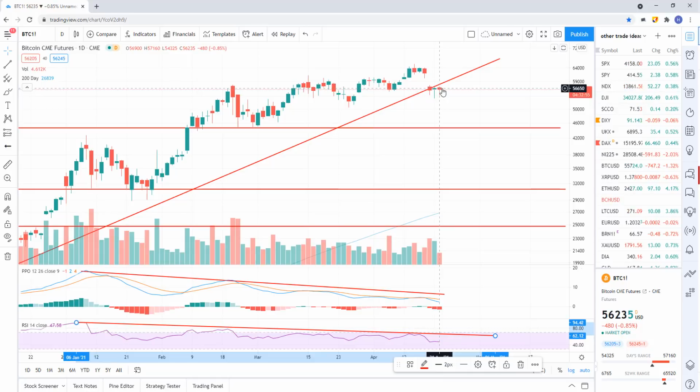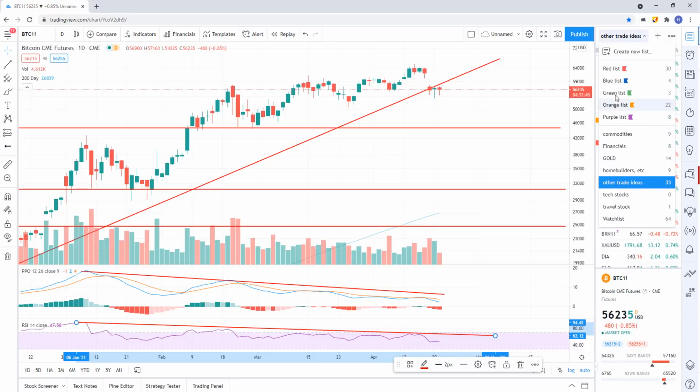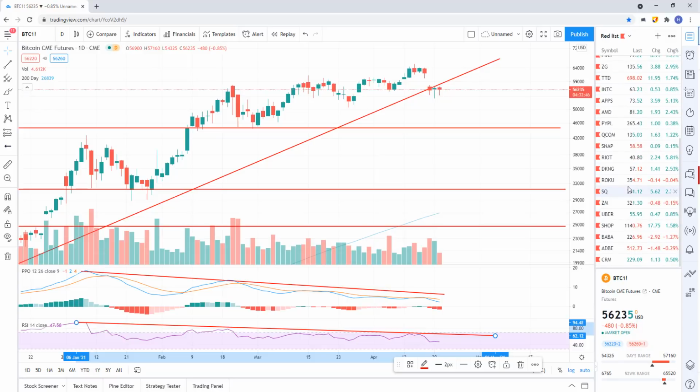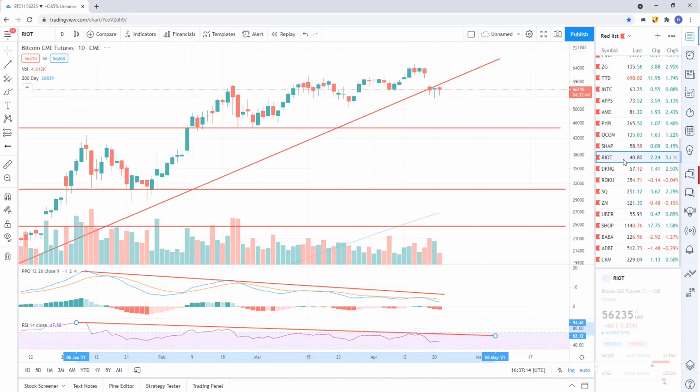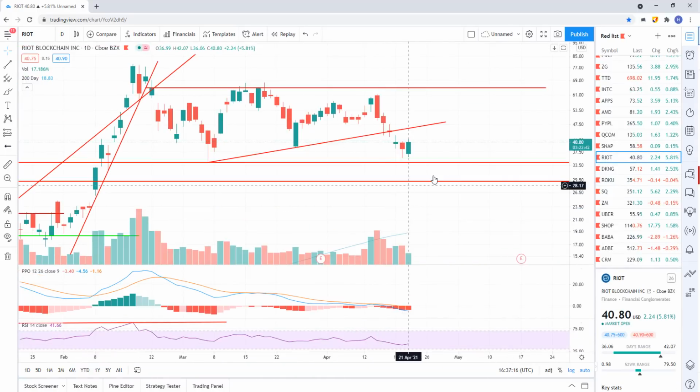So I'm watching for that. If it shows up, then the way I'll probably trade this is with proxies like Riot. I did take a short in Riot 2 days ago, and I covered that short yesterday. And this is what we got going on in Riot. We had this little triangle pattern that broke to the downside.